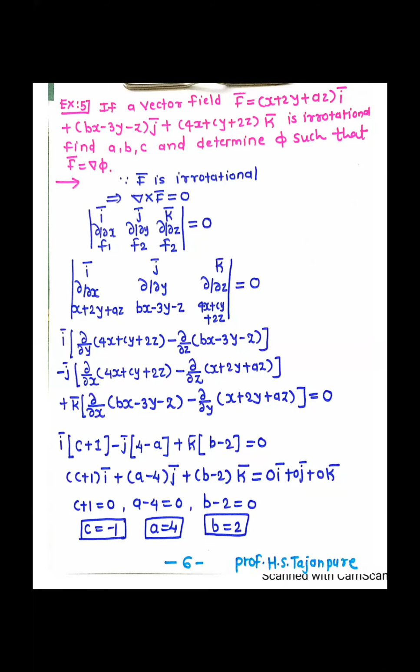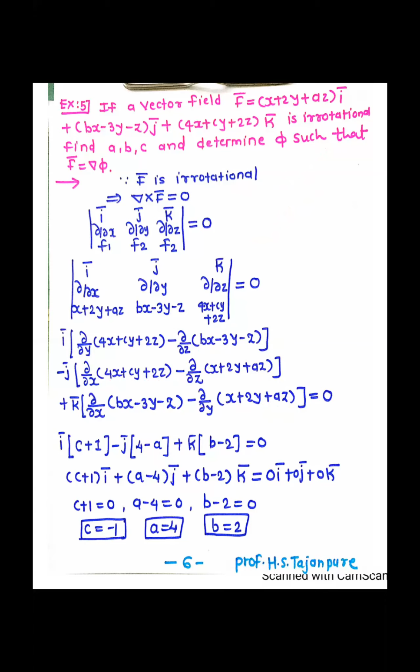As F bar is irrotational, we'll use the property that del cross F bar equals 0. Del cross F bar is the determinant of i, j, k, del by del x, del by del y, del by del z, F1, F2, F3, equals 0. Substitute here F1, F2, F3 and evaluate the determinant. Take the derivatives here. It's very simple. With respect to y, derivative c. With respect to z, derivative is -1. With respect to x, it is 4. With respect to z, it is a. With respect to x, b. And with respect to y, it is 2.